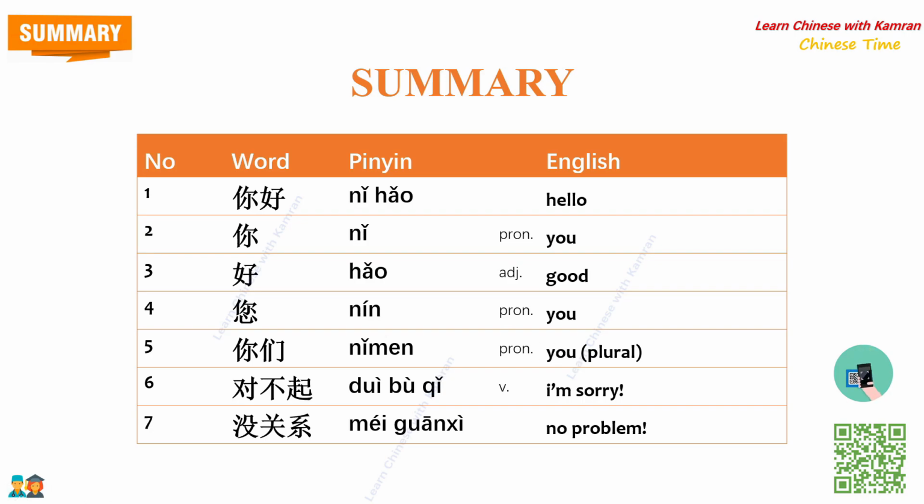Then another important word is I'm sorry. I'm sorry is 对不起. 对不起. How to say no problem? 没关系. No problem.